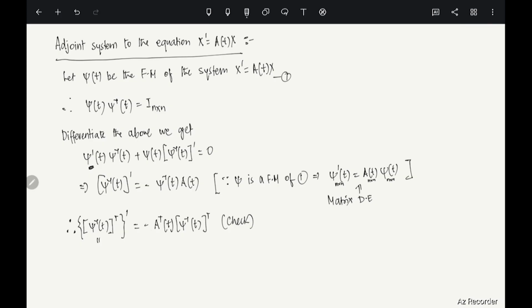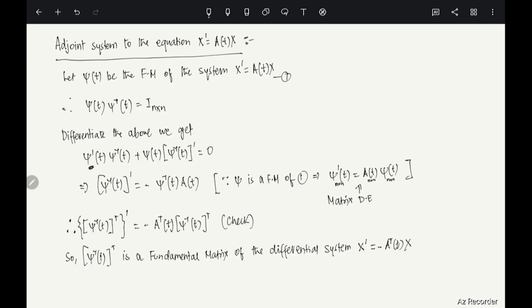Therefore one can say that the transpose of phi inverse of t is a fundamental matrix of the differential system. What is the system? In this case, it looks like x prime of t equals minus A transpose of t times x. And this system will be called the adjoint system of A.